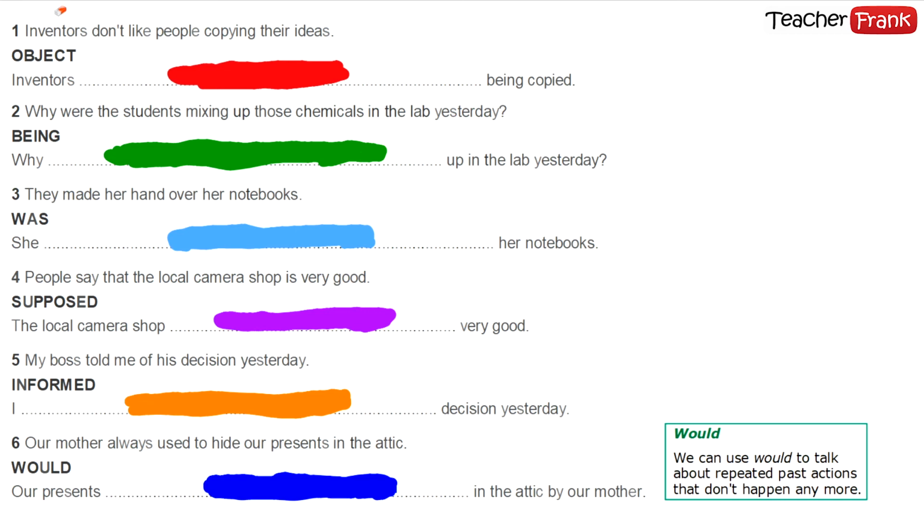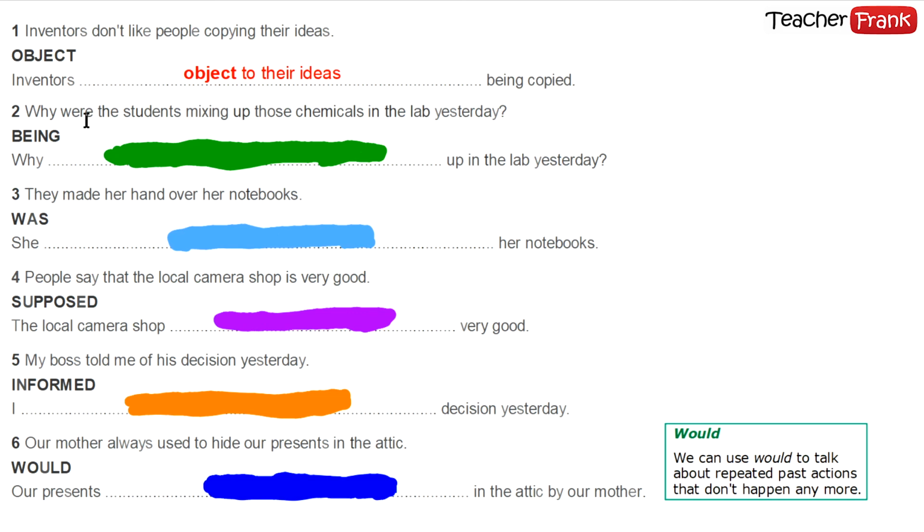Number one, inventors don't like people copying their ideas. And you have to use object. It's not object as the noun, it's object as a verb. Okay? Have an objection. Inventors object to their ideas being copied. So they are against it, they don't like it. So inventors object to their ideas being copied.